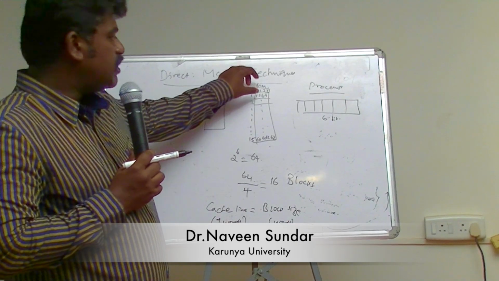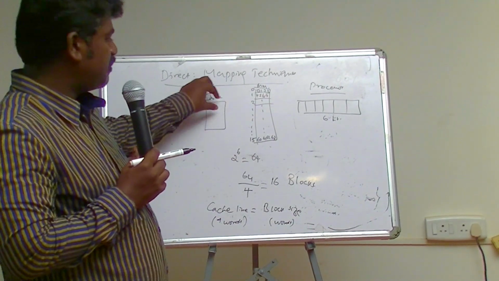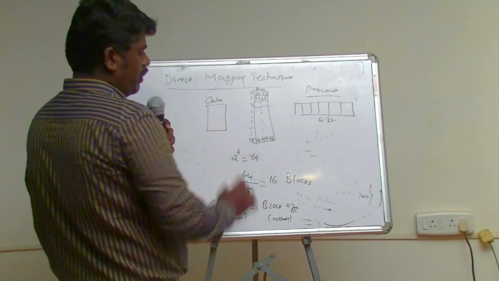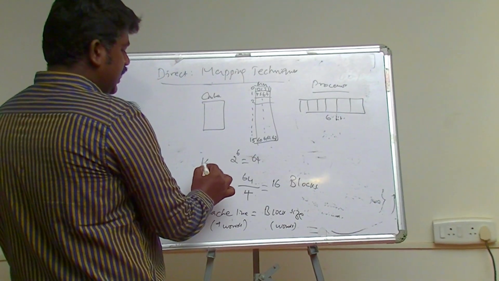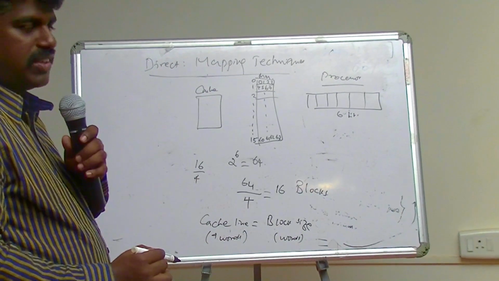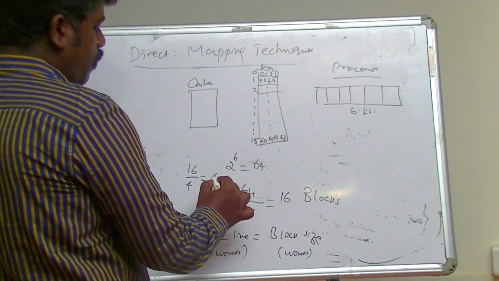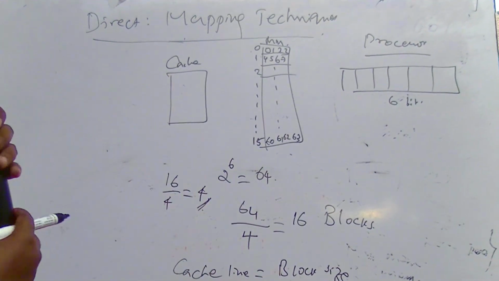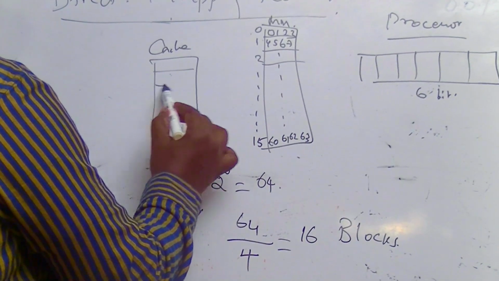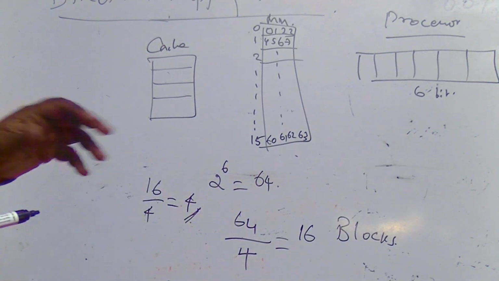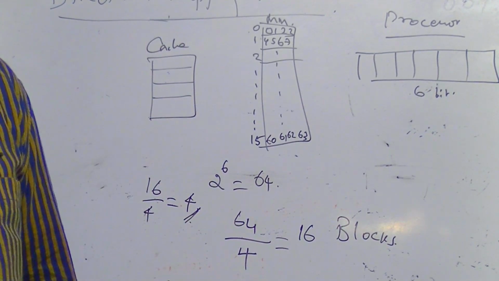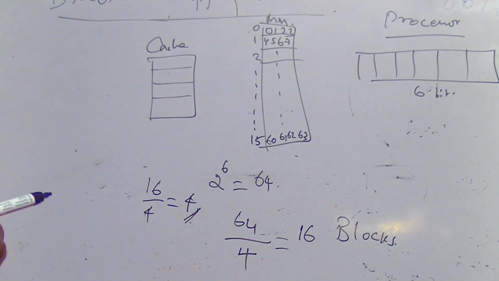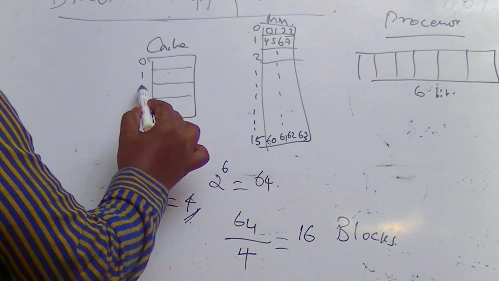So this mapping shows which blocks are associated with a particular cache line. Here we have to divide equally. So 16 divided by 4, the number of words, is equal to 4. So the number of lines in the cache will be 4. You will have 4 cache lines, numbered 0, 1, 2, 3.